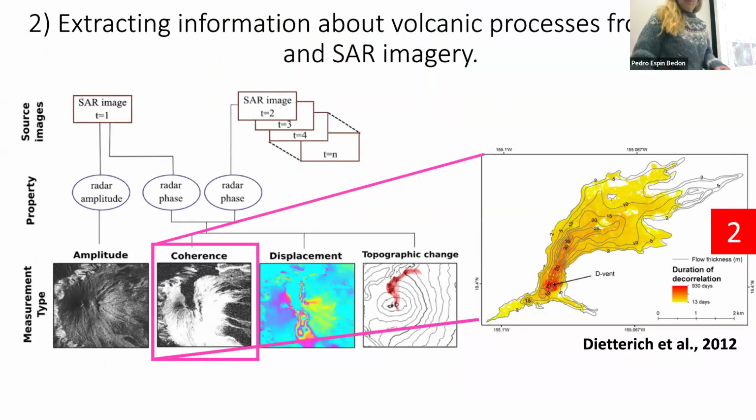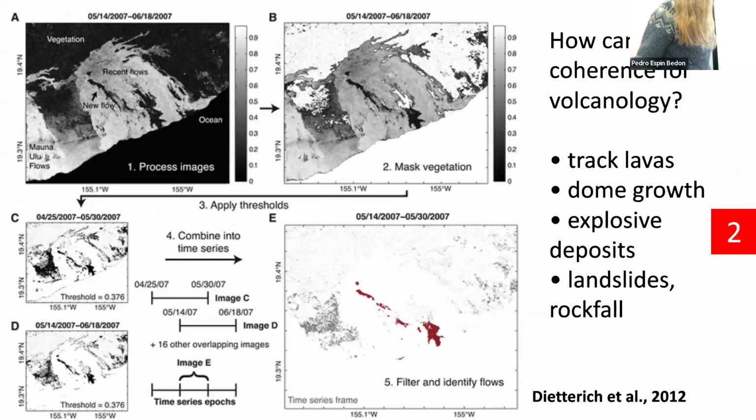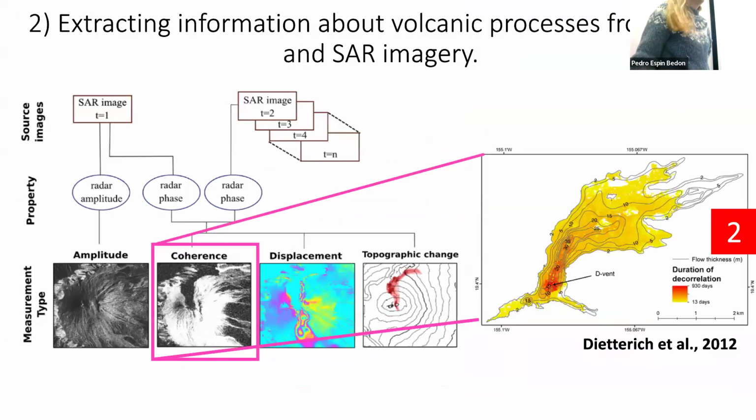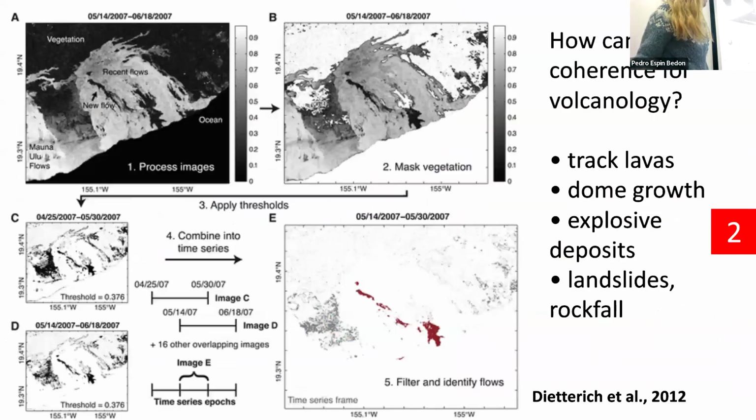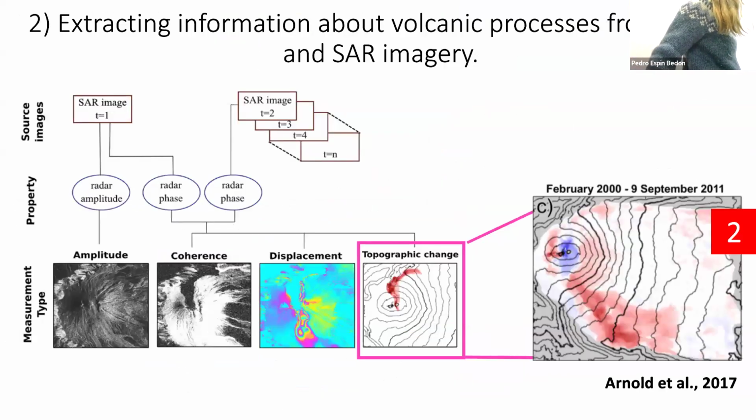Right, I'll move on to coherence. Coherence was the first thing I mentioned when we were discussing noise. In terms of volcanic processes, it's a neat way to map out lava flows and to map out surface changes. Here's another example from Hawaii, because great data comes from Hawaii. You can see the lava flows in the East Rift, and they're in black where the recent flows are, and in white where the older flows are.